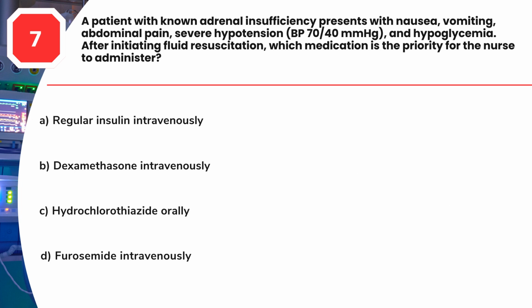Question 7. A patient with known adrenal insufficiency presents with nausea, vomiting, abdominal pain, severe hypotension, BP 70/40 mmHg, and hypoglycemia. After initiating fluid resuscitation, which medication is the priority for the nurse to administer? A. Regular insulin intravenously. B. Dexamethasone intravenously. C. Hydrochlorothiazide orally. D. Furosemide intravenously.